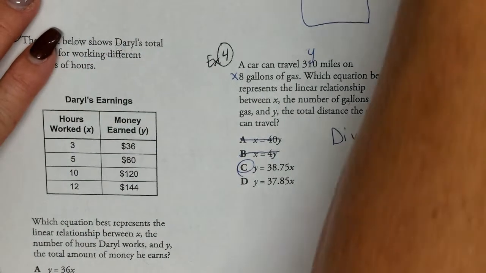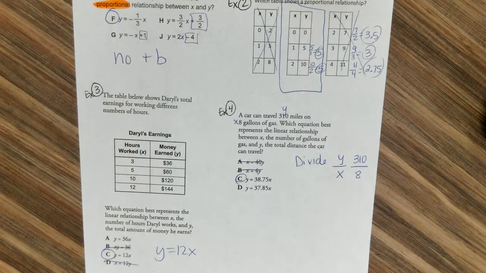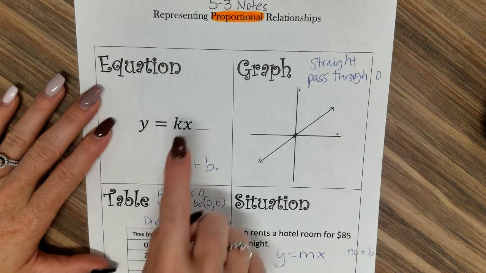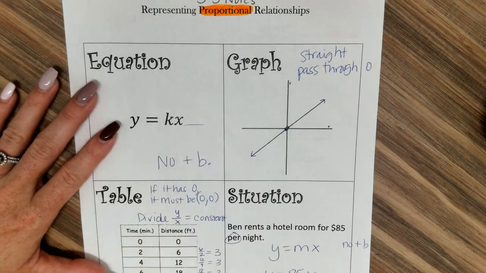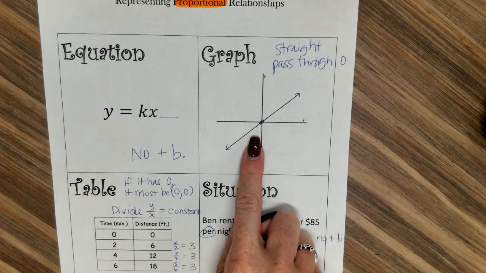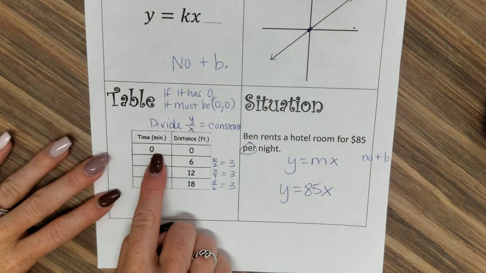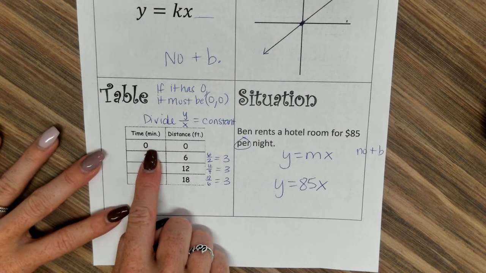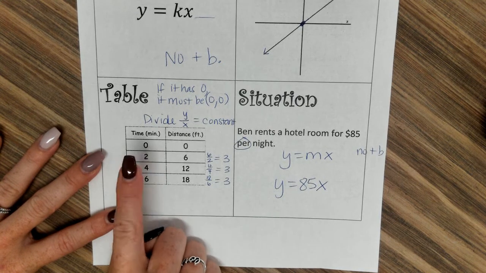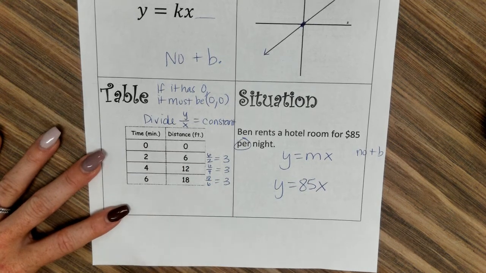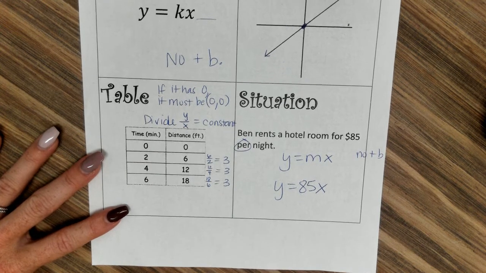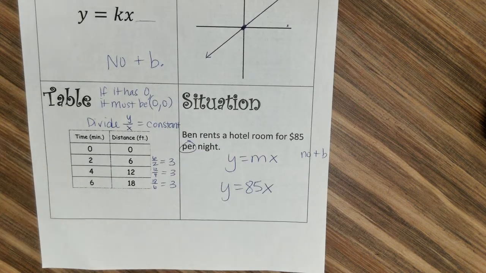Okay, I'm going to quickly review what we just learned. Today we learned how to identify if something is proportional. To be proportional in an equation, what can it not have? A plus b. To be proportional on a graph, what's the two requirements? Straight line passes through 0. To be proportional on a table, if it has 0, it has to be 0. And when I divide, I have to get a constant answer. And then lastly, in a situation, again, you would write the equation and it cannot have a plus b.